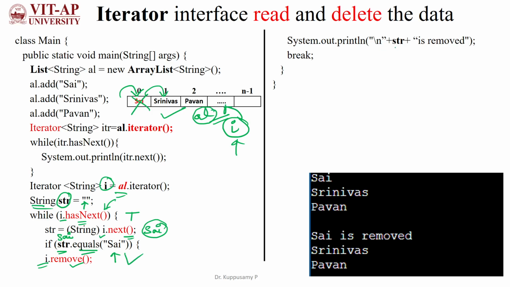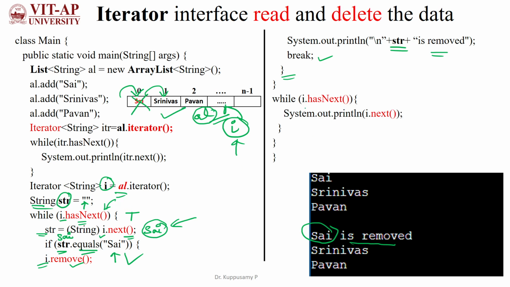After removing, we are printing that string. The string is here Shai, that's what we have assigned here. Then that is removed. Then we are applying break, so the while loop will come out from this execution. Then here again, you see this is having the values, using the variable I.